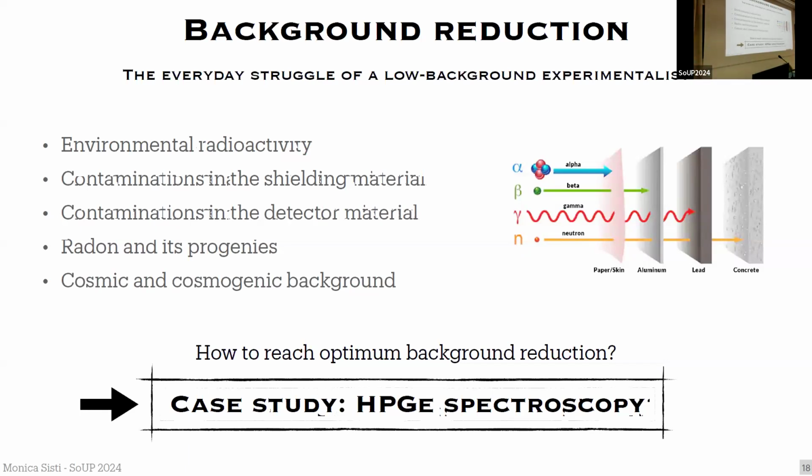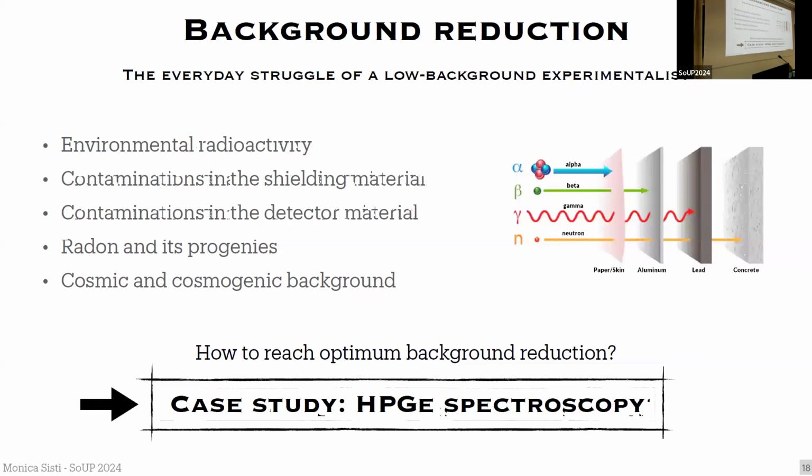So we have to take care of environmental radioactivity, of contamination in the shielding materials. All the sources that we've seen before can be in the shielding material, in the detector material. We have to take care of radon and its progenies, and of cosmic and cosmogenic background. Of course, we also have to keep in mind the different penetration depths of the radiation in the materials. This we will comment on also later. So how to reach the optimum background reduction?